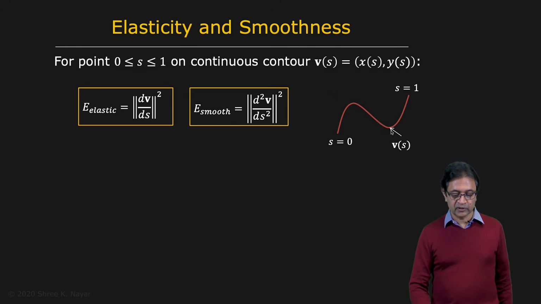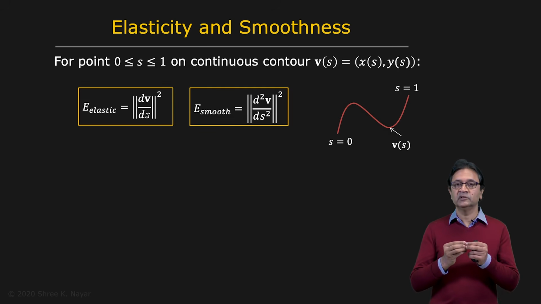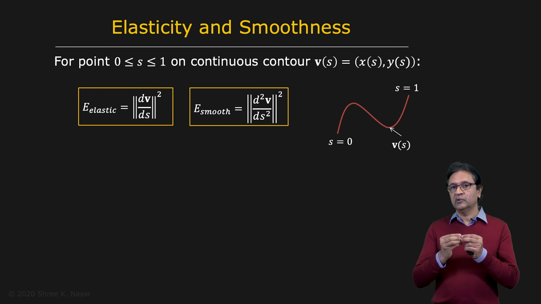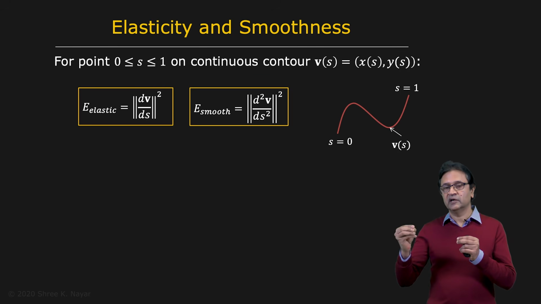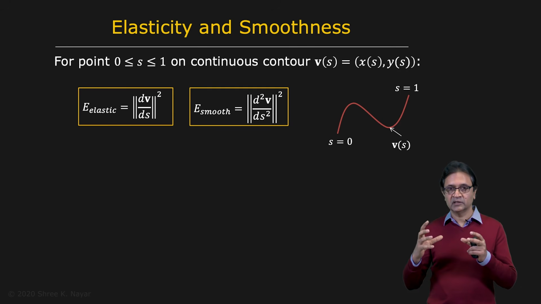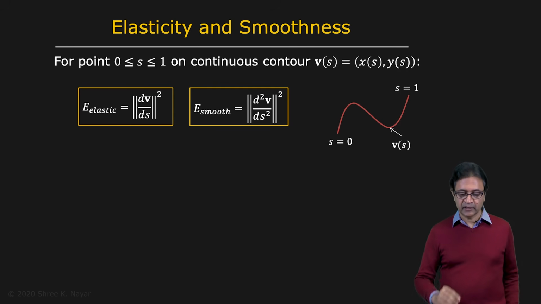If you take any point here, what you want the elastic term to do is to make sure that the change at that point is minimized, meaning the first derivative of v with respect to s is minimized. So we take the square of that, but the first derivative we want to keep small, which means we don't want the contour to stretch too fast. From one control point to the next, we want those segments to be as small as possible, and that makes it contract, like a rubber band.